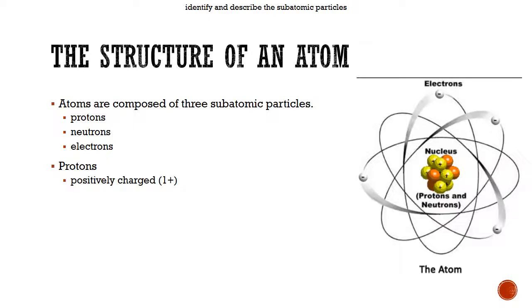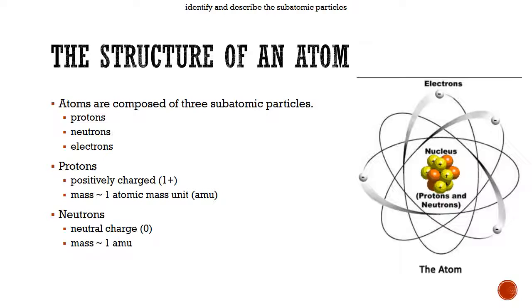So some things about protons. We know that protons are positively charged, or they're represented with a 1+ charge. Their mass is approximately 1 atomic mass unit, or AMU for short. Neutrons are neutral, thus they have the name neutrons. They have a neutral charge, or no charge. Their mass is also about 1 atomic mass unit. Finally, we have electrons. Electrons are negatively charged. Electrons have a mass of much less than 1 atomic mass unit. So nearly all the mass of an atom comes from the protons and the neutrons.